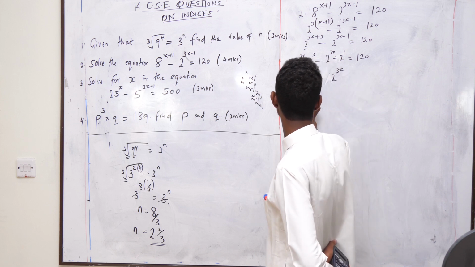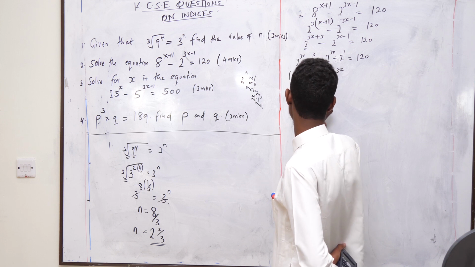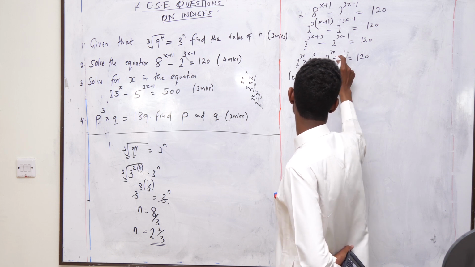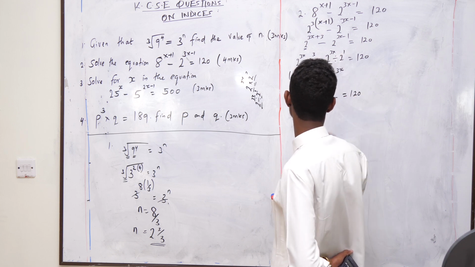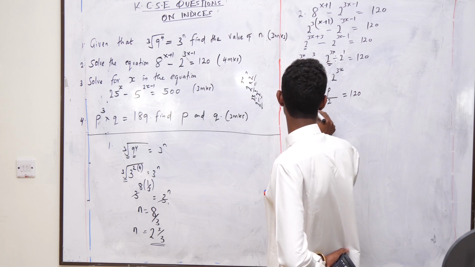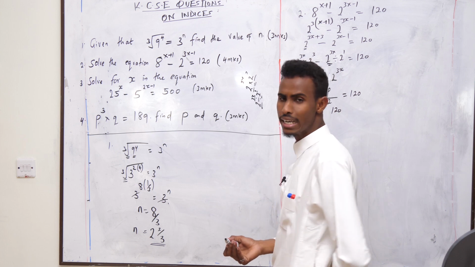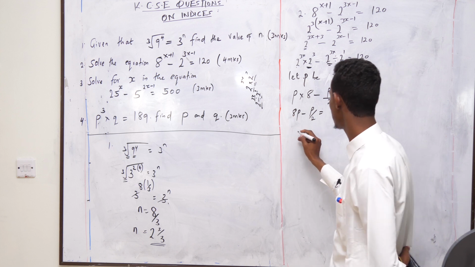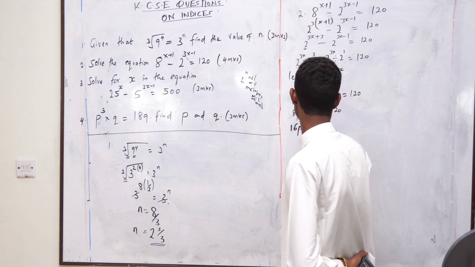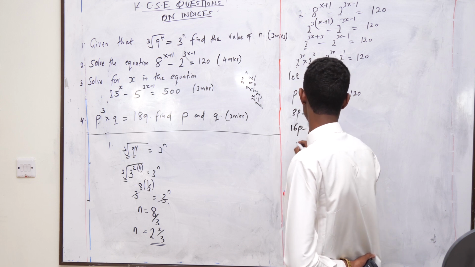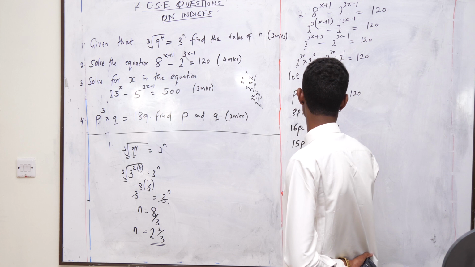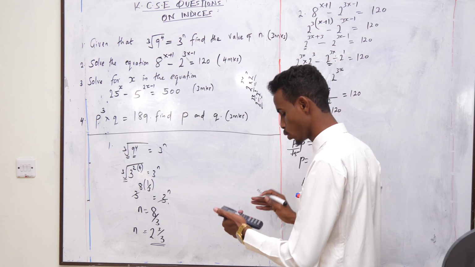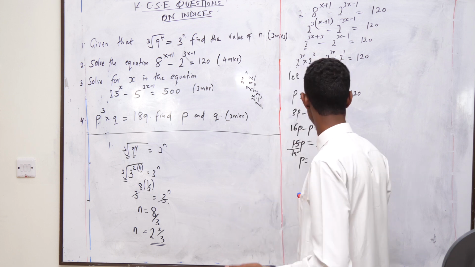Now it will be p times 2 power 3, which is 8, right? 8p minus p over 2, basically divided by 2, is equal to 120. Now how can we remove the denominator? We multiply through by 2. It will be 16p minus p is equal to 240. Now it will be 15p is equal to 240. Divided by 15, p is equal to 240 divided by 15. Now it will be 16.